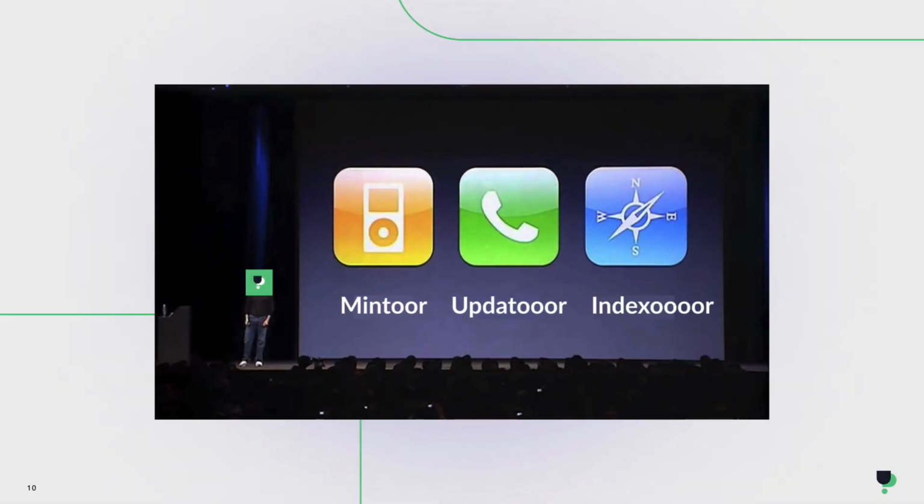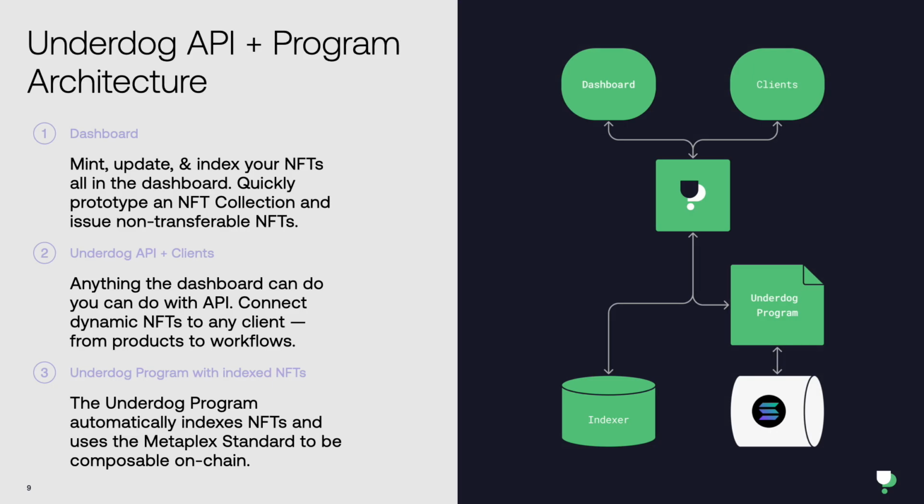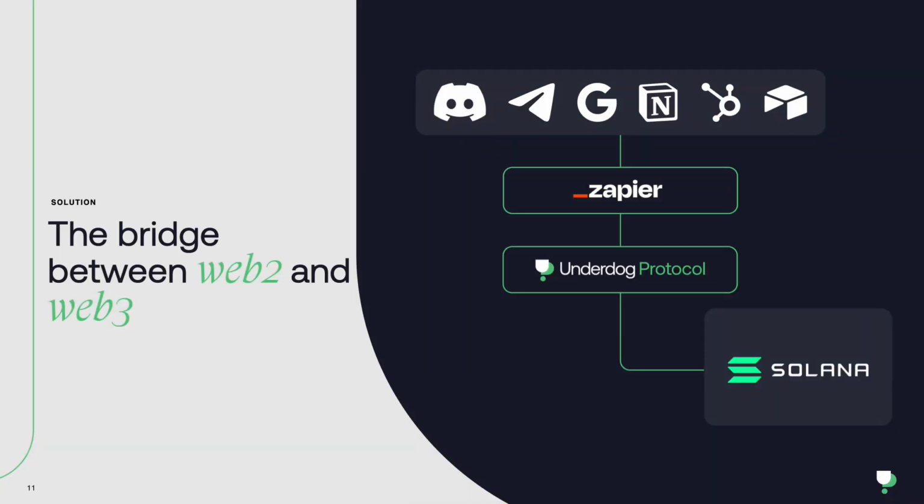To recap, we've built a minter, an updater, and an indexer. Not three separate products, all in one API. What makes Underdog uniquely scalable is our program architecture that leverages Solana PDAs to auto-index our NFTs. This strikes the delicate balance between security and ease of use, so builders can focus on their product experience instead of munging account data. The future of Underdog is more than just an API.